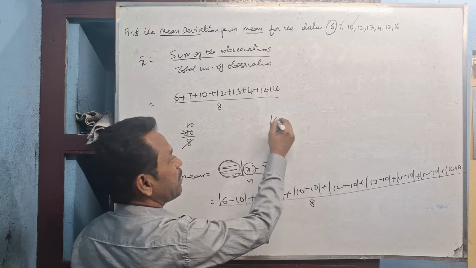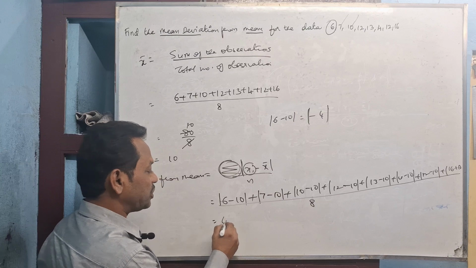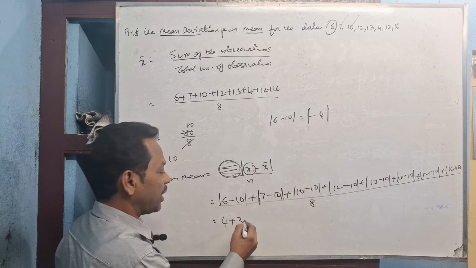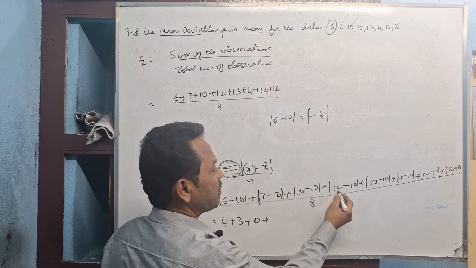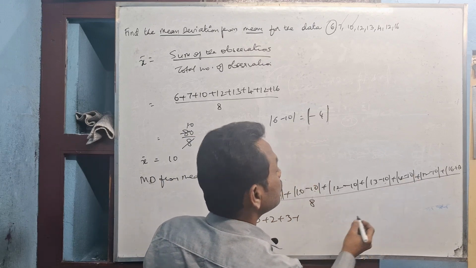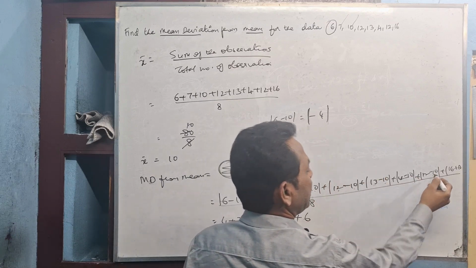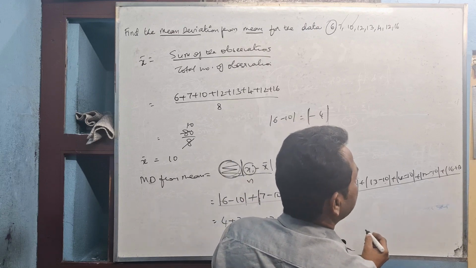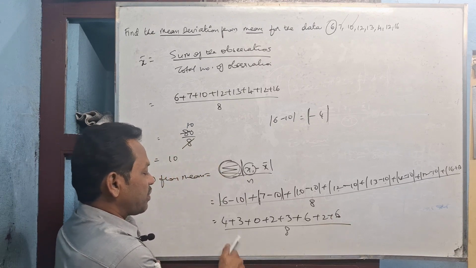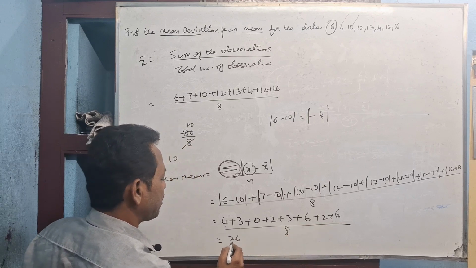Bachcho, 6 minus 10 is minus 4. Since there is the modulus symbol, you have to take the positive number. Plus here we'll get minus 3, but since it is modulus, we'll get 3. Here we'll get 0, plus 2, plus 3, plus minus 6, but since it is modulus, we'll take 6. Now here we'll take 2, and there 6, divided by 8. Now 4 plus 2 is 6, 9, 10, 14, 18, 19, 26. So we get 26 by 8.